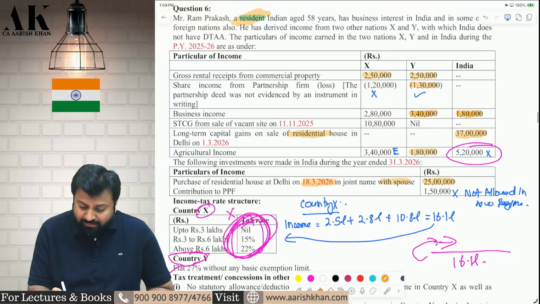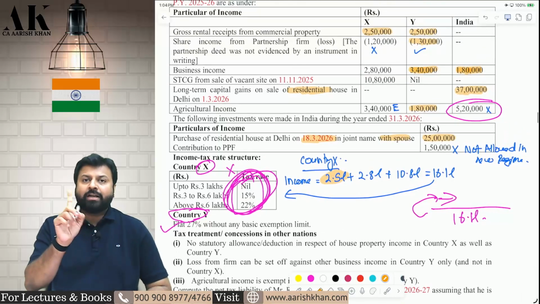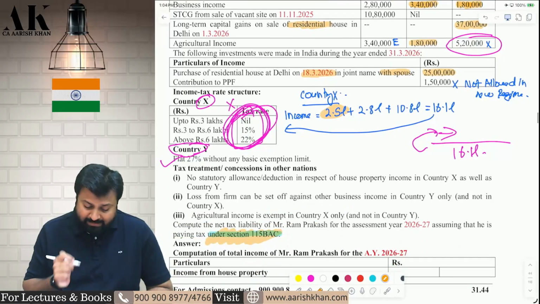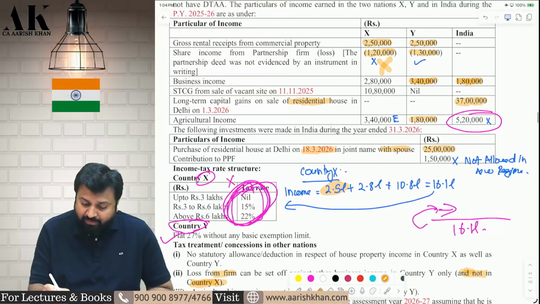Sir, will this 2,50,000 come in country X total income? Yes, 2,50,000 will come in country X total income. In country X you will not get any 30% standard deduction. Sir, will I reduce this 1,20,000? No. In country X this loss is not allowed. Loss cannot be set off in country X, therefore in country X do not set off.